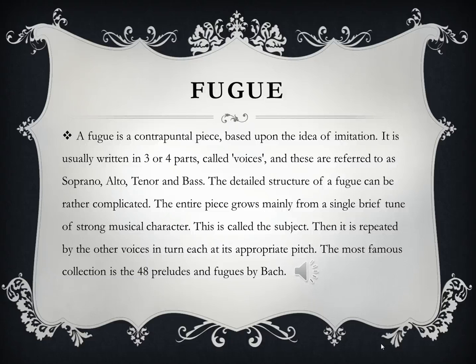So a fugue is a contrapuntal piece based upon the idea of imitation. It is usually written for 3 or 4 parts called voices, and these are referred to as soprano, alto, tenor and bass. The detailed structure of a fugue can be rather complicated. The entire piece grows mainly from a single brief tune of a strong musical character, which you've just heard. This is called the subject. Then it is repeated by other voices in turn, each at its appropriate pitch. The most famous is the collection of 48 preludes and fugues by Bach.